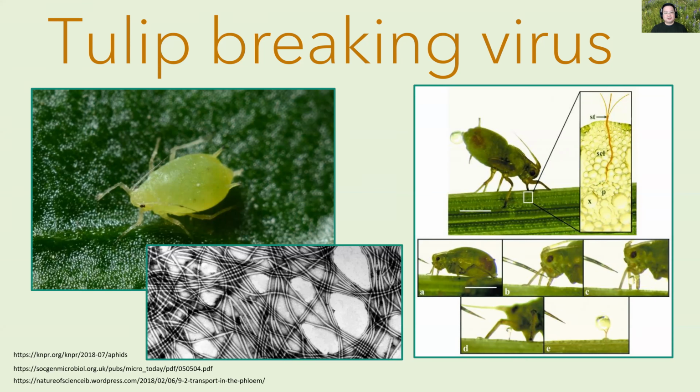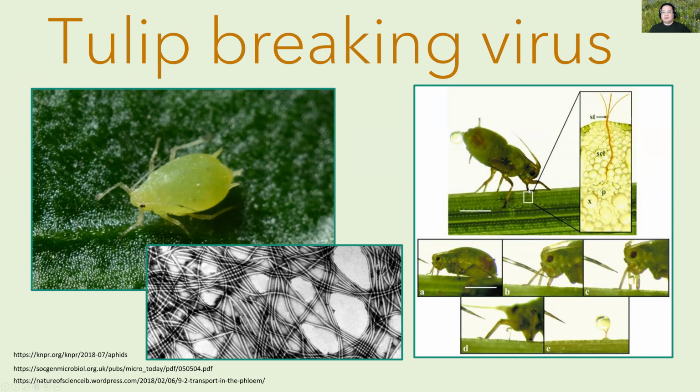And the interesting story, I think, is that there's this very cute creature called an aphid that is probably one of the most important vectors of viruses. The aphid here is an insect, and this is an adult aphid. You can see that its mouth part, or its stylet, is like a syringe.